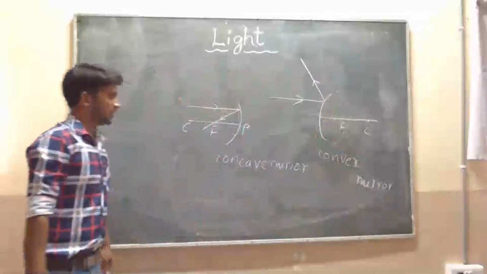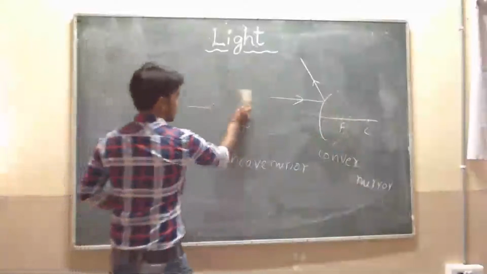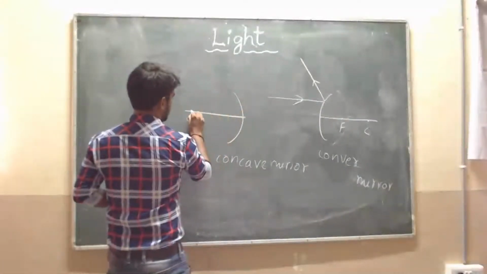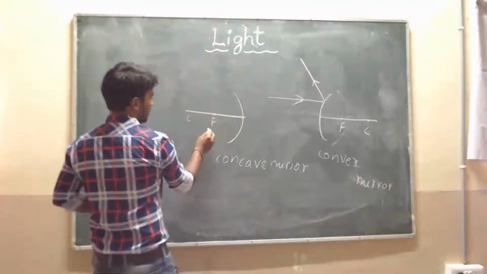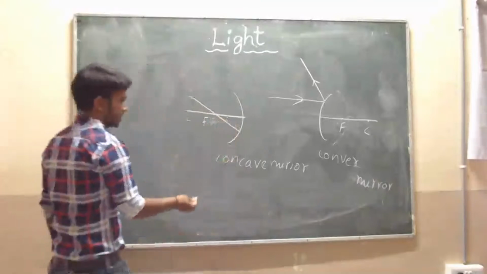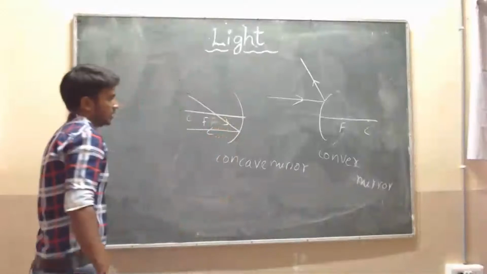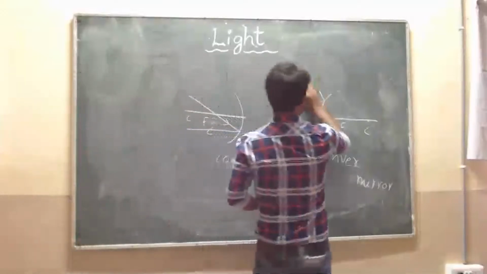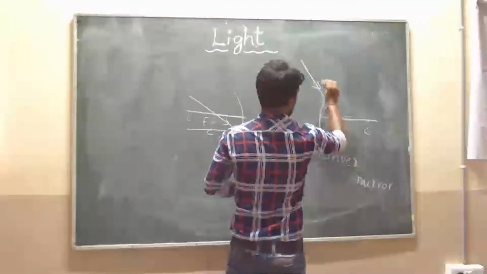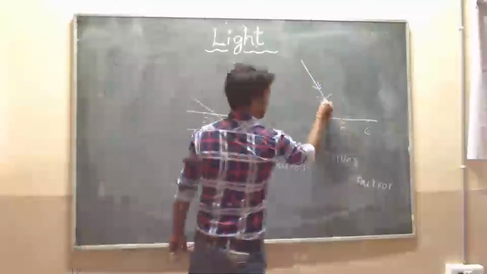Then we studied a ray of light passing through the principal focus. See, a ray of light passes through the principal focus. After reflection, it is parallel to the principal axis. Next, here also a ray of light passes through the principal focus, and after reflection, that ray is parallel to the principal axis.